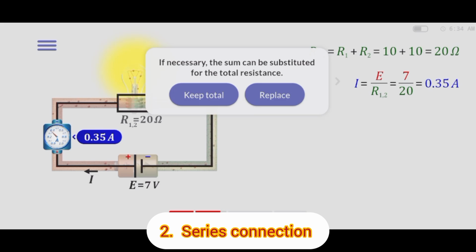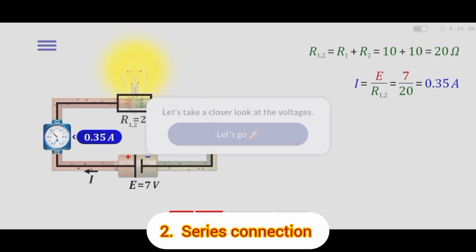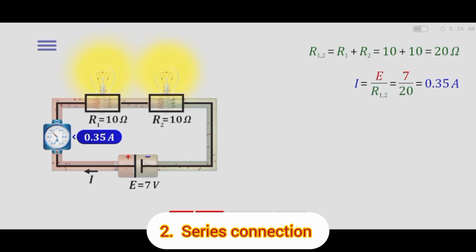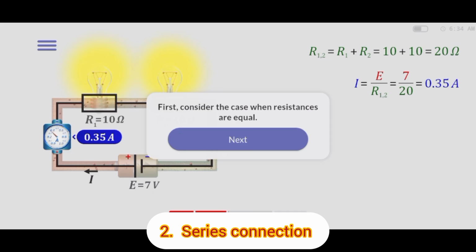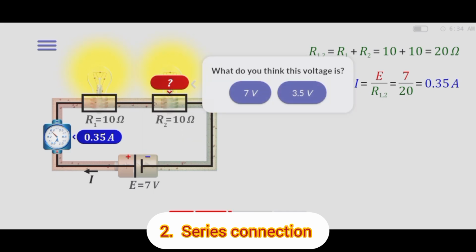Let's find the current in this circuit. Current can be easily determined by Ohm's law. If necessary, the sum can be substituted for the total resistance.